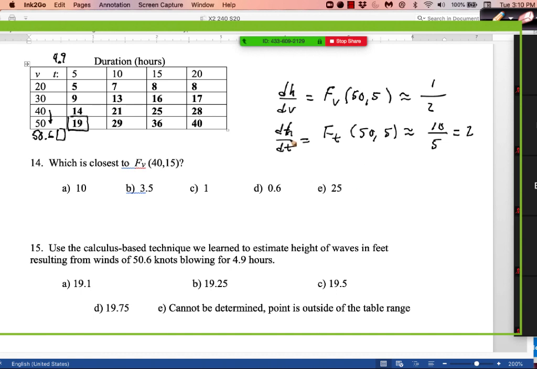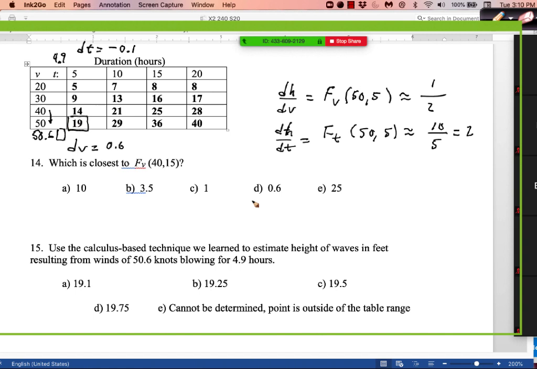Okay, so then we know what these numbers mean. Given any change in wind speed, the corresponding change in height is going to be 1/2 times that change in wind speed. What's our change in wind speed here? 0.6. So our dV is 0.6, and our dt is negative 0.1, because we're starting at 19, increasing wind speed by 0.6, and decreasing time by 0.1.